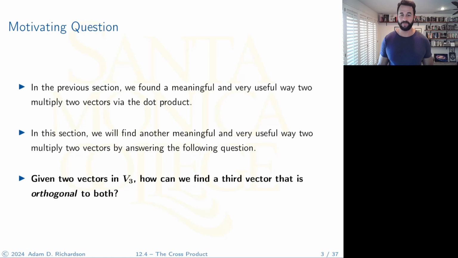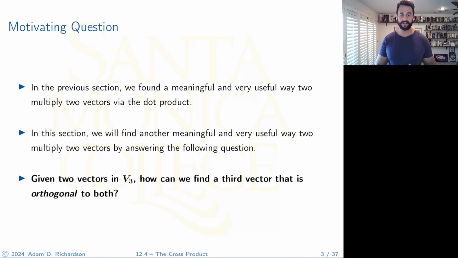All right, so here's the motivating question. When we were talking about the dot product, we found a meaningful way to multiply two vectors by multiplying the components and then adding the result. That gave us information about the angle between the two vectors and how aligned the vectors are, how much of an effect one vector had on the other. So in this section, we're going to develop a new operator called the cross product, and it's going to give us the answer to this question right here. This is the motivating question.